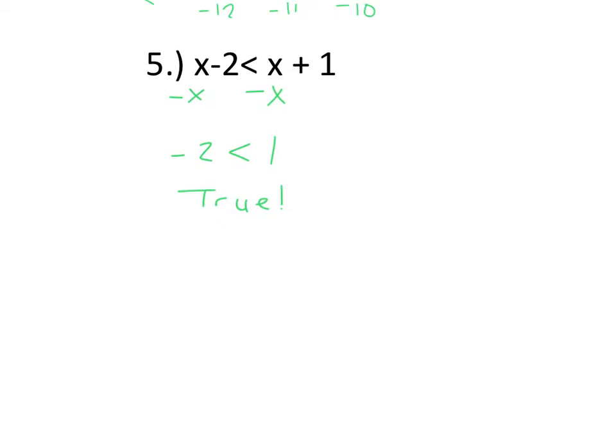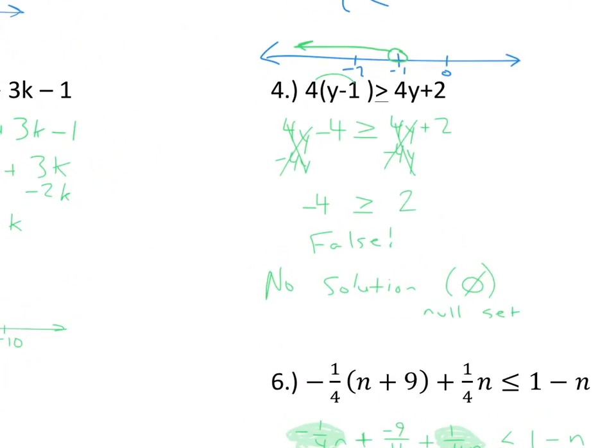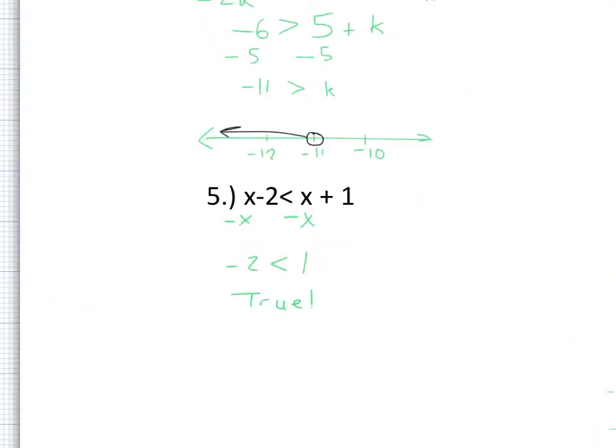Okay, so I did most of these, but I paused right at the end here. On number 5, you'll notice when we subtract x from both sides, I get negative 2 is less than 1, which is a little bit different than number 4, because in number 4, the statement was false at the end. In number 5, the statement is true.